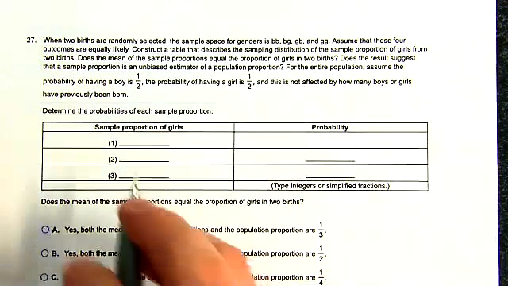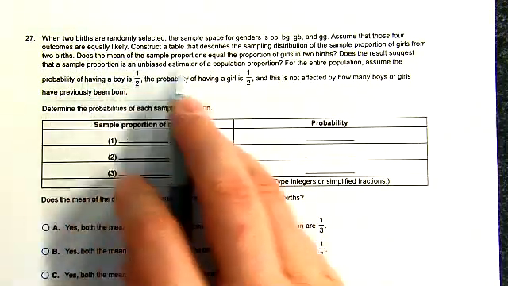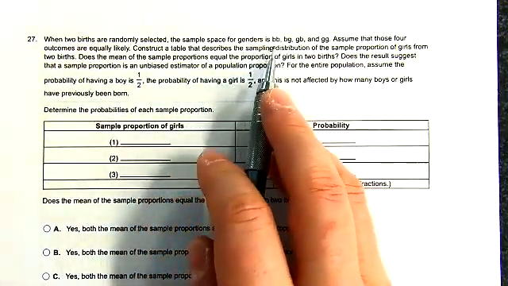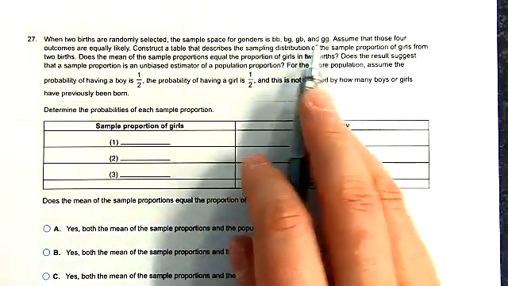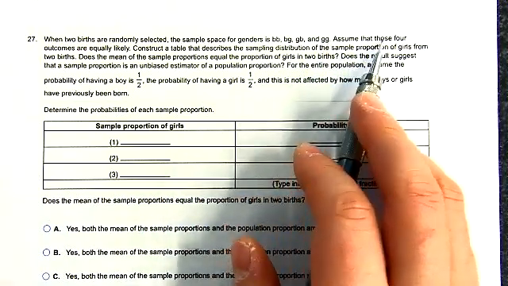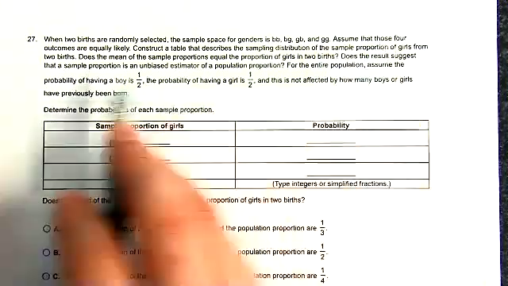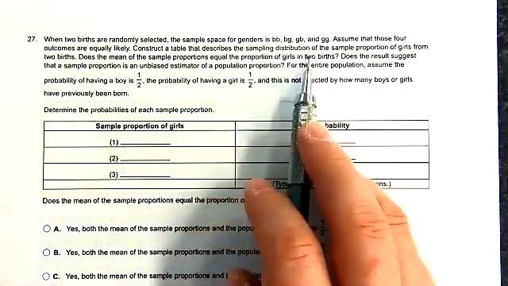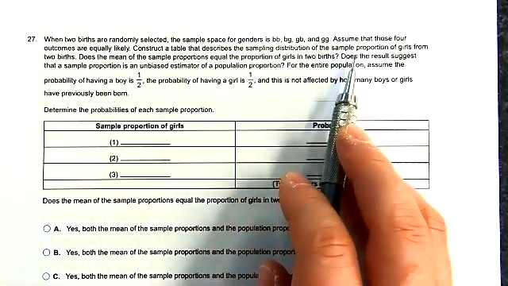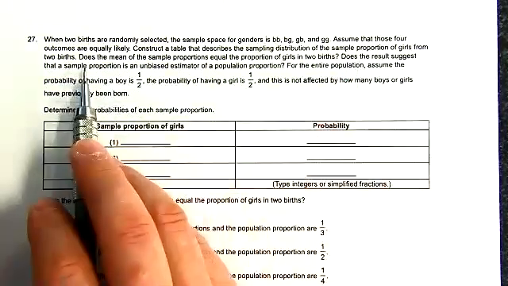All right, so in problem 27, it says when two births are randomly selected, the sample space for genders is two boys, a boy and a girl and a boy, and then two girls. So those are the four possibilities. Assume that those four outcomes are equally likely. Construct a table that describes the sampling distribution of the sample proportion of girls from two births.